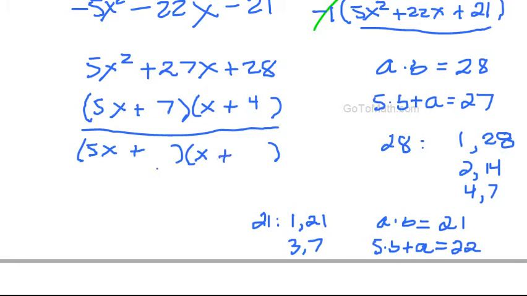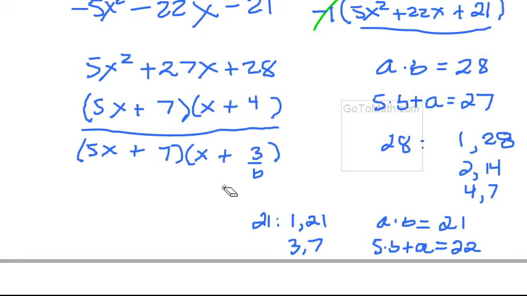So B is 3. And what are we considering to be B? This guy right here. That's going to be 3, and A will be 7. 3 times 5 is 15, plus 7 is 22.